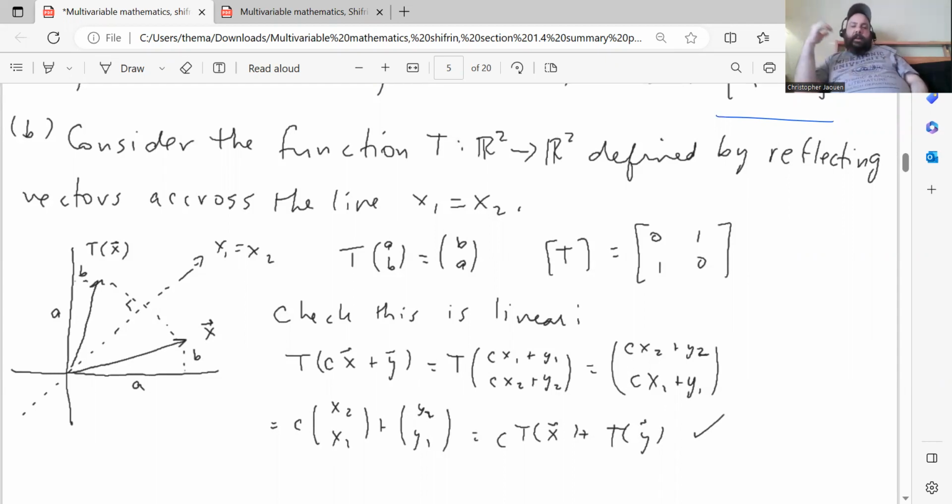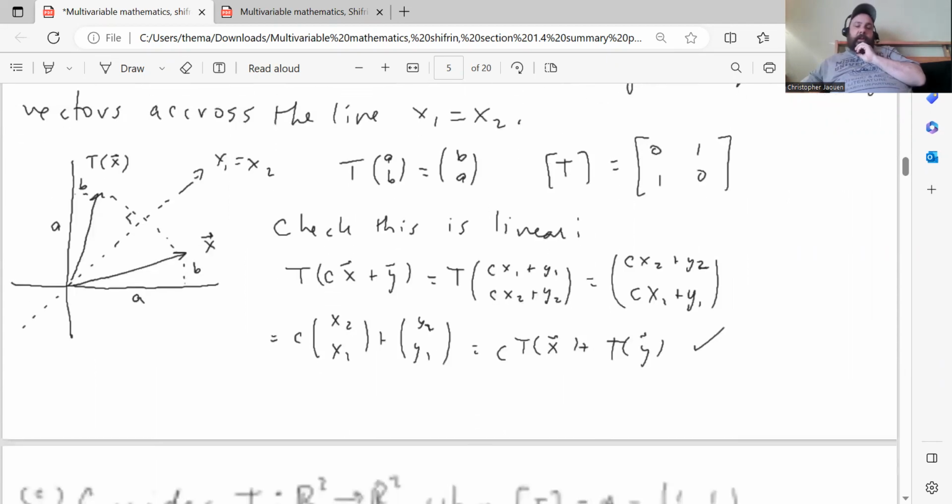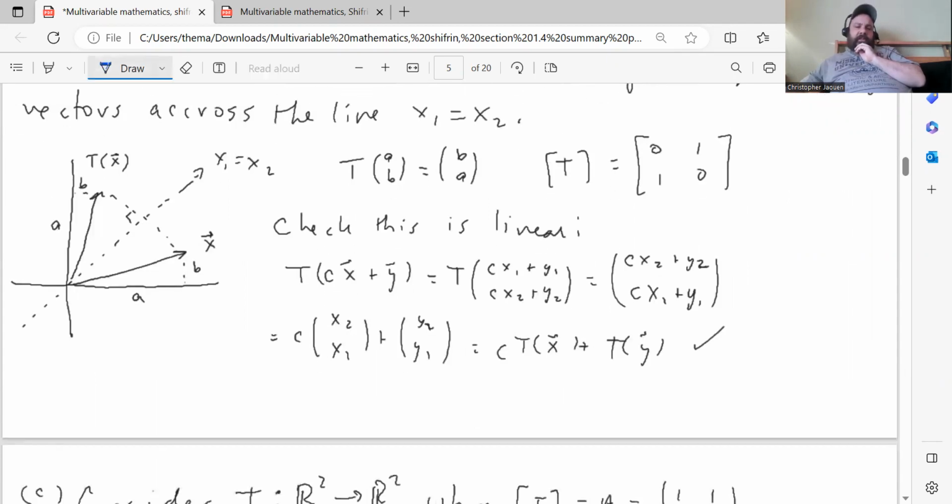All right, and we can figure out the matrix for T by just doing the operation to the standard basis vectors. So the matrix for T is 0, 1, 1, 0. And again, you can check that this is linear by just checking the properties. And again, I won't go through that because it's relatively straightforward. That's what I'm doing here. So you can check that yourself.